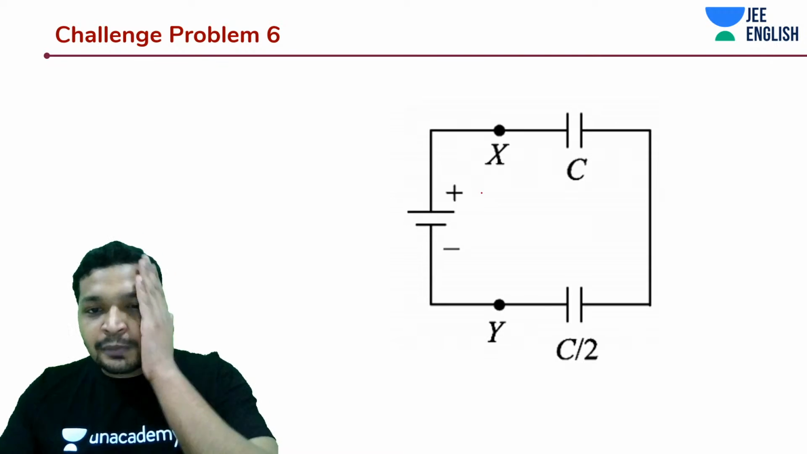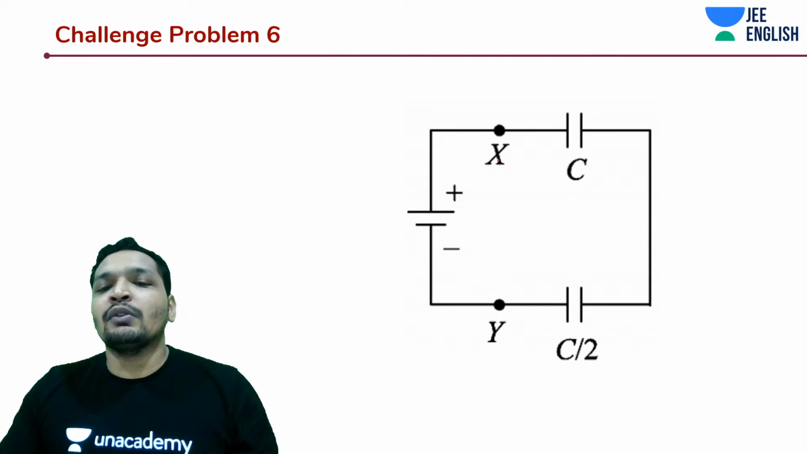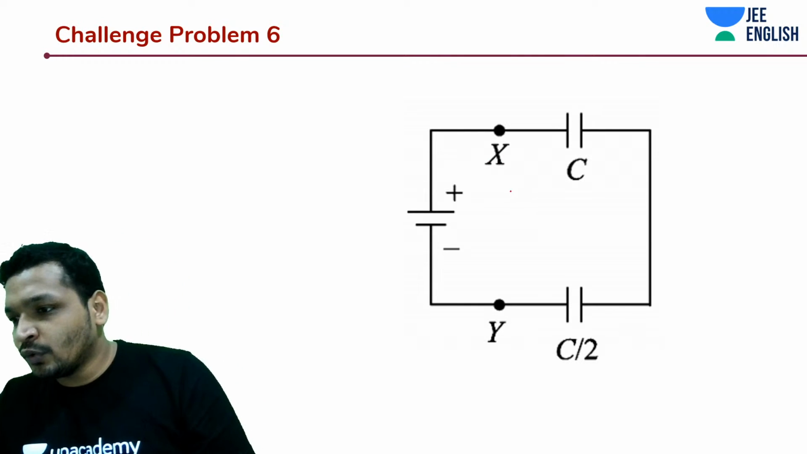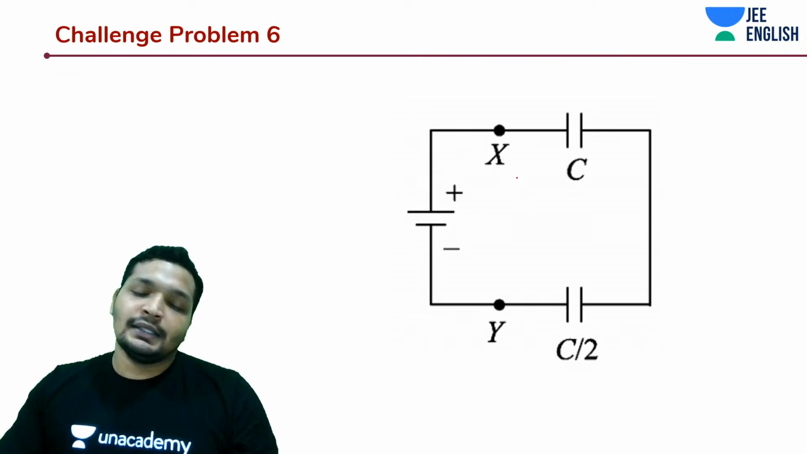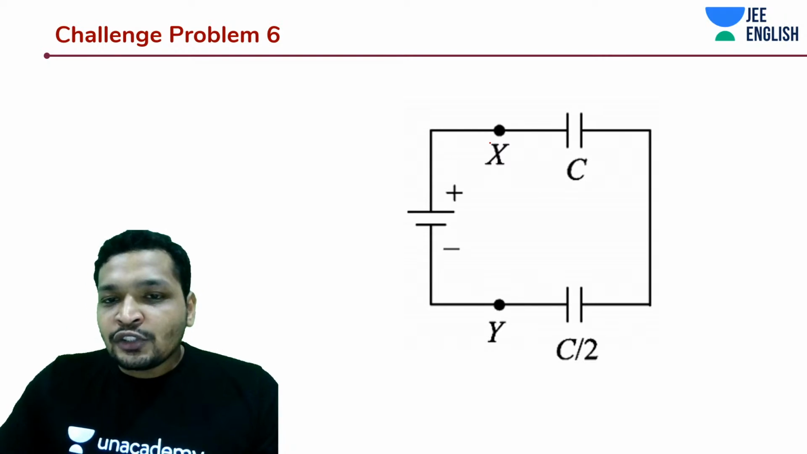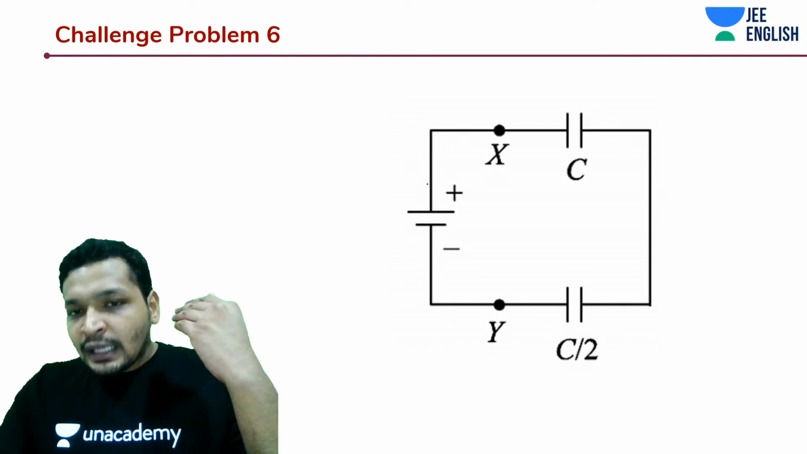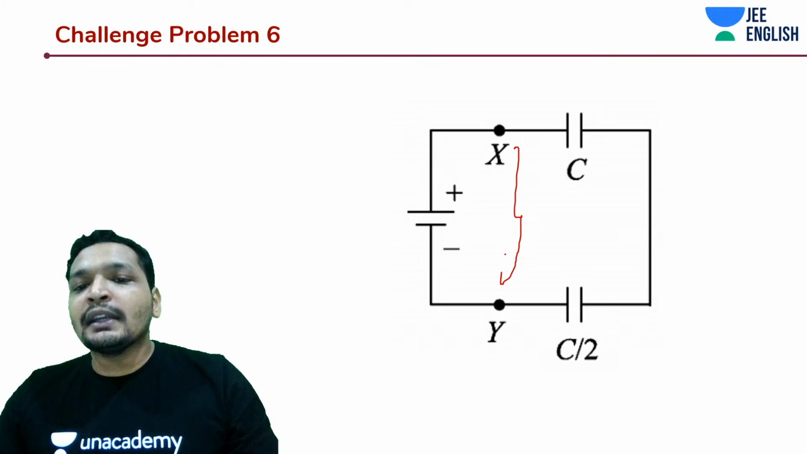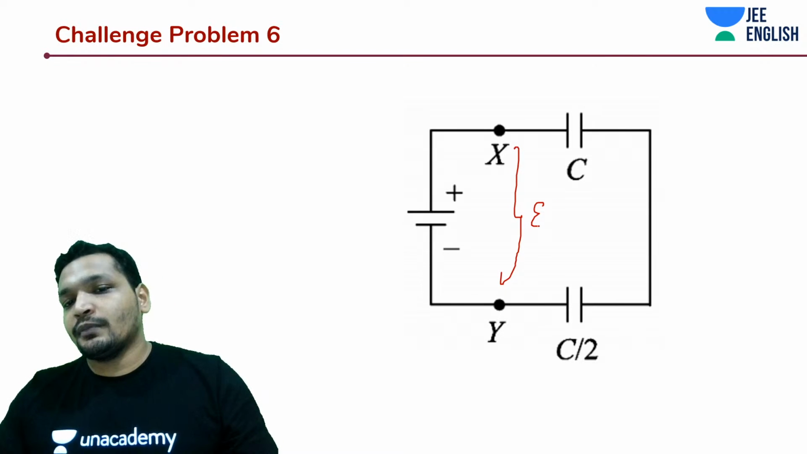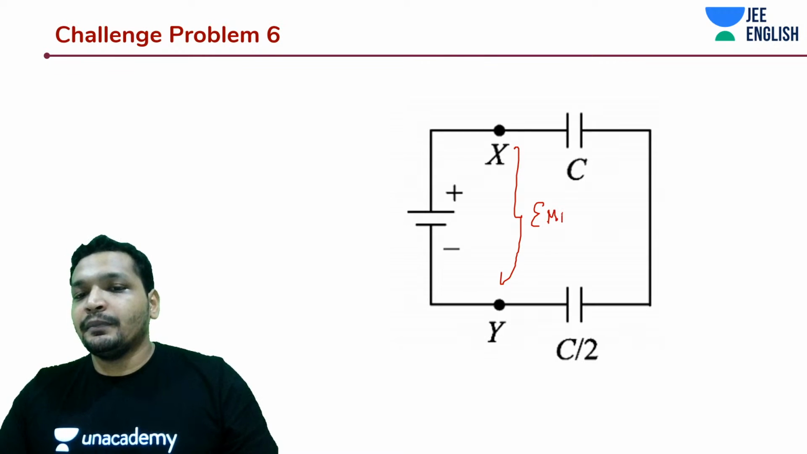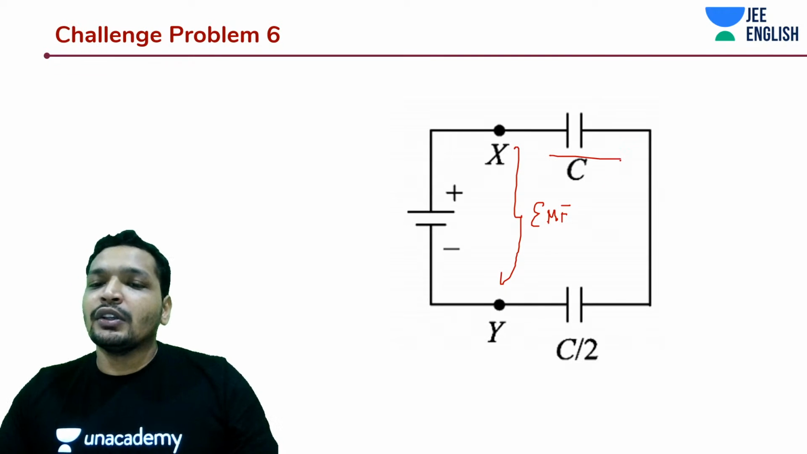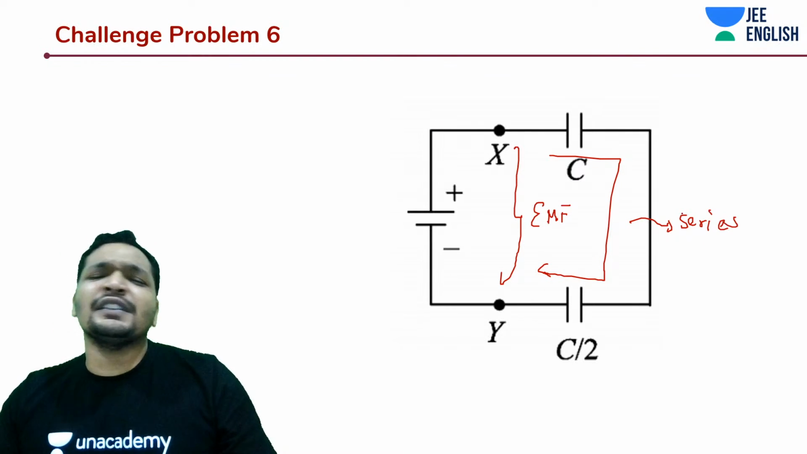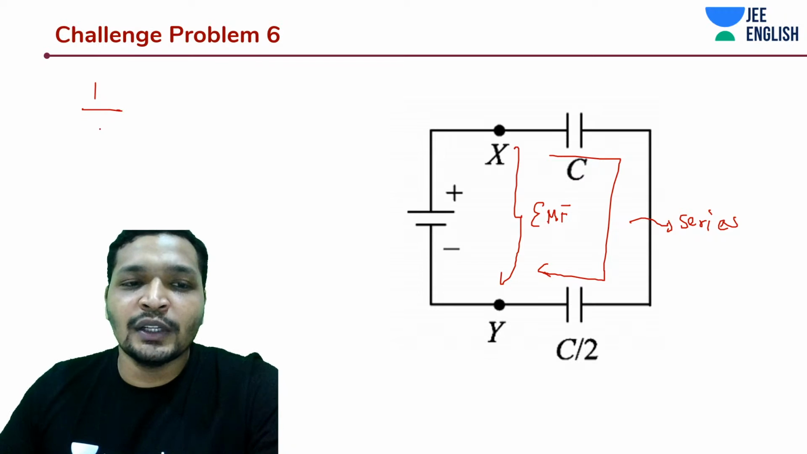So why did I bring up this problem? You will not even get a battery sometimes. They will only map the terminals and give you the capacitors. Yes, C by 3, that's correct. So what is the job? Whenever you're given a problem, even without a battery, think about it as if there is a battery in between, and the job of the battery is to maintain that potential, that EMF, between them. That means your capacitors are actually in series, not in parallel. It appears as if they are in parallel, but they are actually in series.